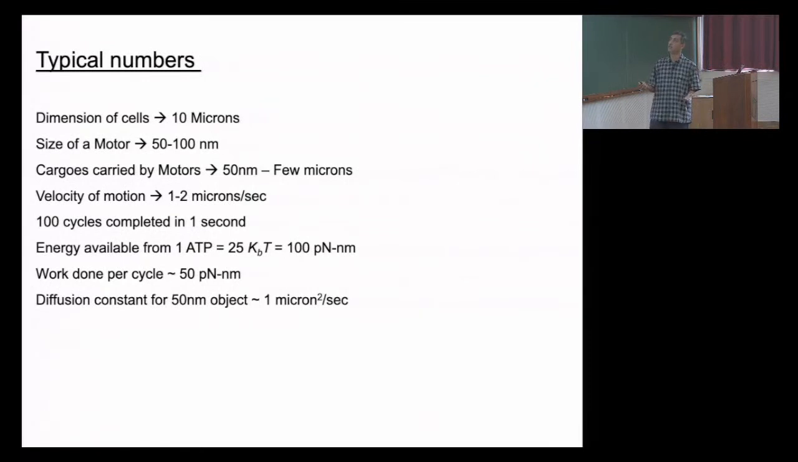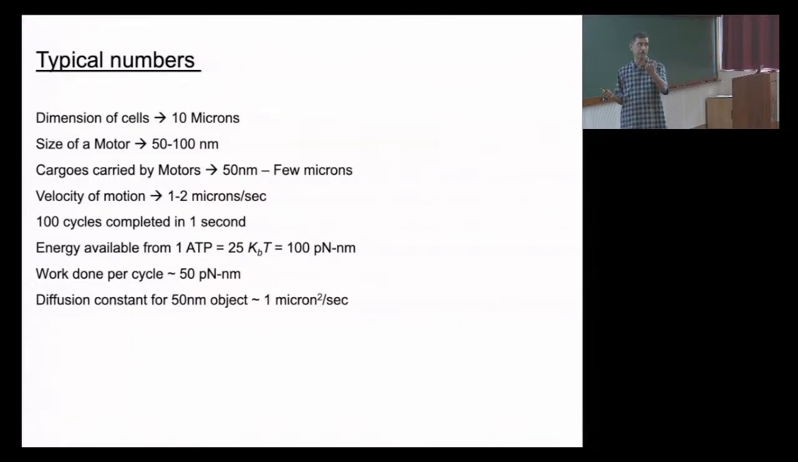The dimensions of many cell types, of course, will vary a lot. Neurons can be of the order of meters, but most of the other cells can be 10, 20, 30, 40 microns of that order. The motors are of the order of 50 to 100 nanometers in size, depending on which one you're talking about. The cargoes can be 50 nanometer, 100 nanometer, like we were talking about synaptic vesicles yesterday. They can be a few microns, or even larger than that, depending on what you're doing.